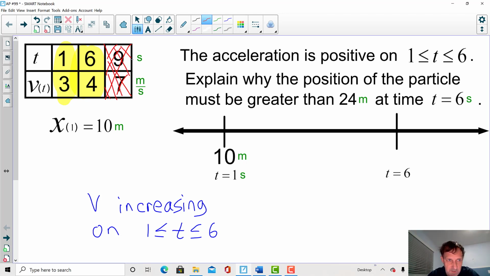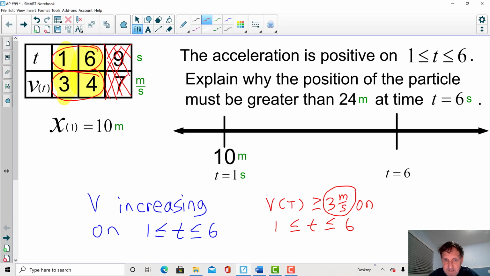And so what's really important here is that the velocity on that interval is increasing from 3 all the way to 4. So we can say for sure that v of t is greater than or equal to 3 on that interval. And again, the units are going to be meters per second. So I'm going to put m over s. So on that interval, we know that the velocity is at least 3 meters per second. And you can see we're going from t equals 1 to t equals 6.